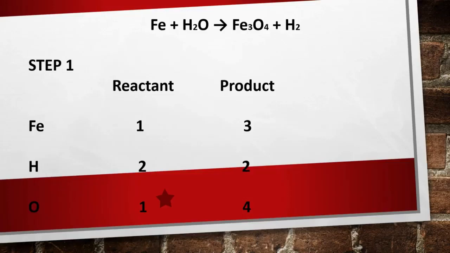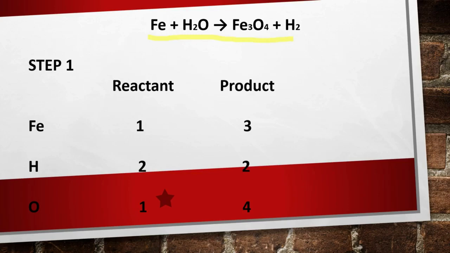Let's discuss how a chemical reaction can be balanced. For this, I am taking as an example this reaction: iron plus water gives Fe3O4 plus hydrogen. Now my first question is, first of all, tell me whether this equation is balanced or not.